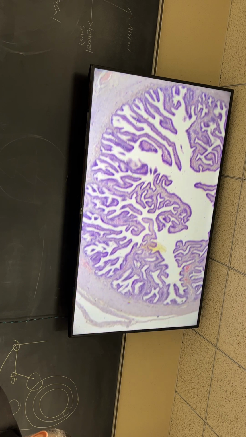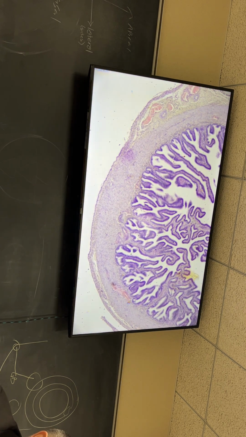This one, you can easily see those outer layers because it's very distinct here, right? That's too close.